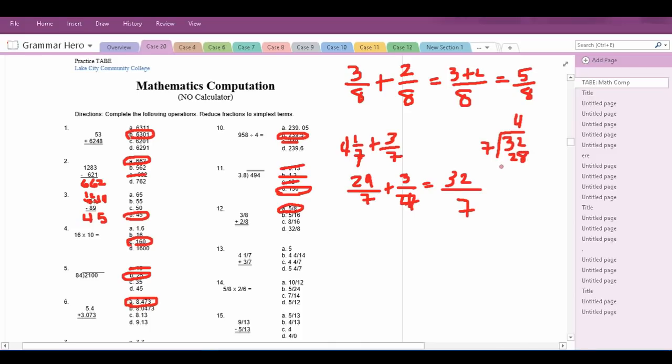Subtract 28. And 28, 29, 30, 31, 32. 4 is going to be the remainder. Again, we put the remainder over this 7. So this is going to be 4 and 4 over 7. That's our fraction. So 4 and 4 over 7. There it is. Okay.